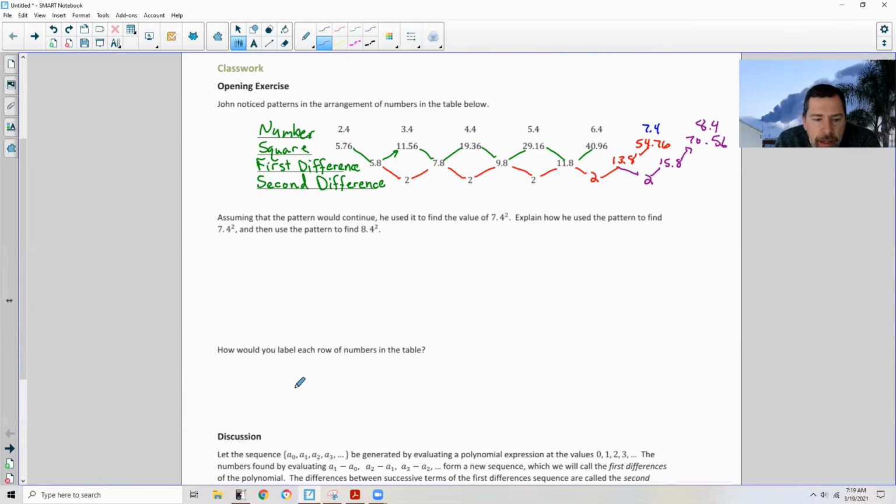Okay. And how would you label each row of numbers in the table? Well, I've already done it. You're given a number, you square it, you take the first difference, and then you take the second difference. And so you do that until you find the same difference every time.